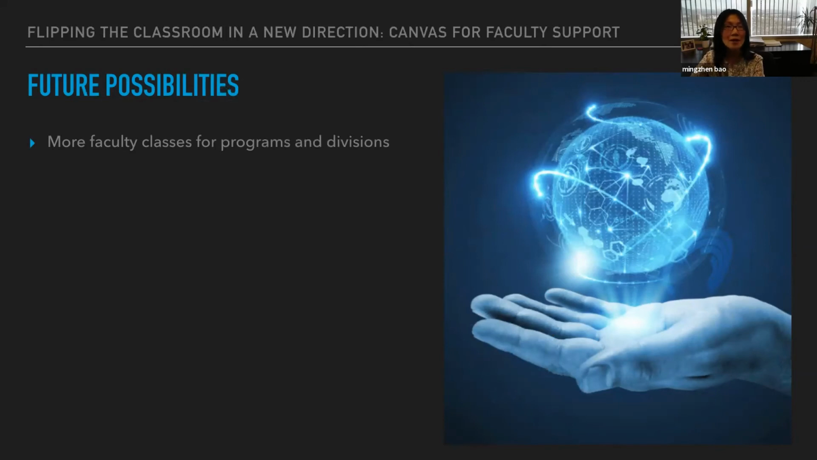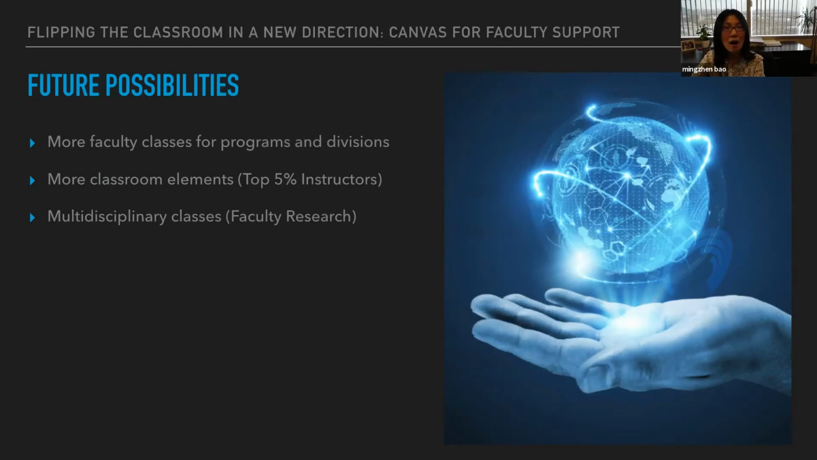Moving forward, we would like to build more faculty support classes for our programs and divisions, and more classroom elements to recognize faculty achievement. Multidisciplinary classes, for example, faculty research for all the faculty members at Ashford. We would also like to explore more possibilities to better serve and engage our students, such as student groups for majors and minors, as well as student clubs, and groups to connect students with faculty so that it's not just siloed student or siloed faculty groups, as Kate just mentioned in her presentation.